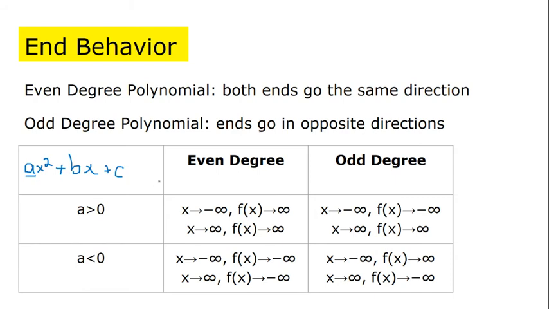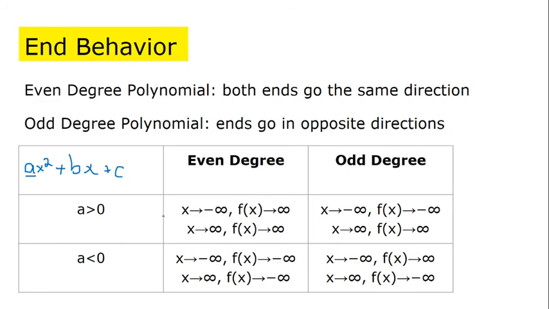So if my a is greater than 0, meaning it's like 1, 2, 3, 4, 5, and it's an even degree function, then that means that both of my ends are going to point upwards. If my leading coefficient is less than 0, so it's a negative number, both of my ends are going to point downwards for an even degree function.